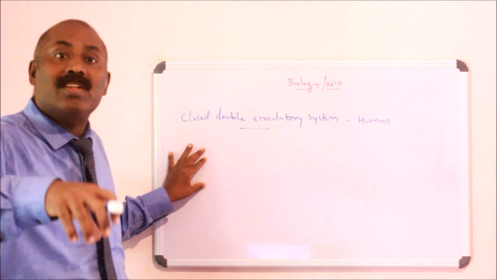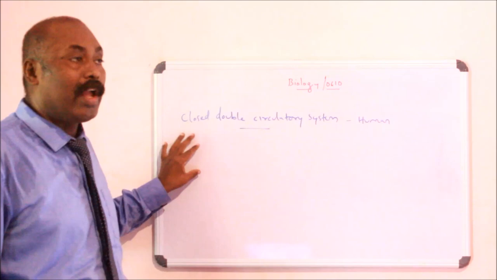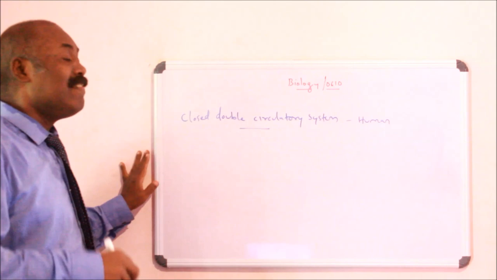Okay, an example is in insects, you can see like that. Open circulatory system. So that is the difference between closed and open circulatory system. Then the next point is double circulatory system. What do you mean by double circulatory system?